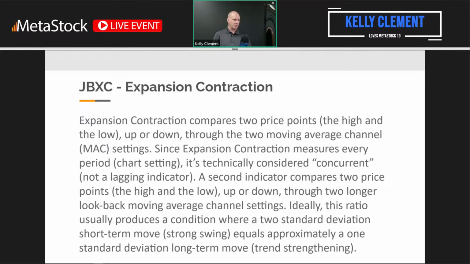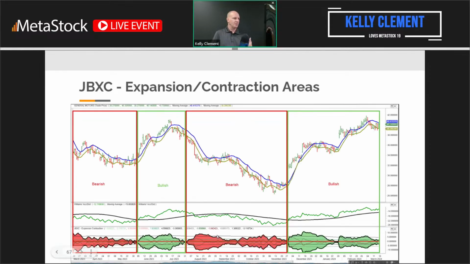This ratio provides a condition where two standard deviations equal approximately one standard deviation of a trend. Okay, what does that mean? So basically what happens is you've got expansion and contraction happening based off of what's happening with the MAC channel. So when this is expanding down here, you are in a bullish zone. So you see this bullish expansion, bullish. When you see this bearish contraction, it's bearish.